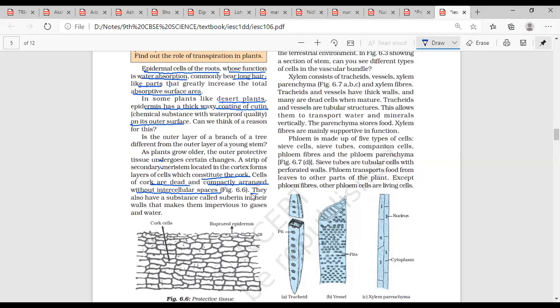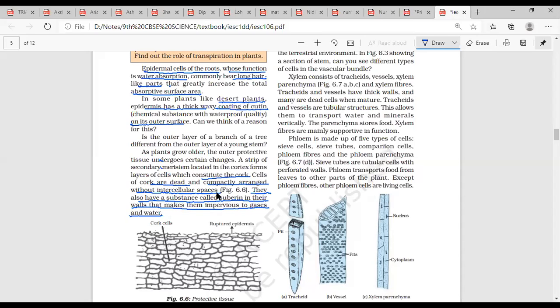They also have a substance called suberin in their walls that makes them impervious to gases and water. So no gas, no water, and no microorganisms enter through the cortex, because its main function is to support against mechanical injury and protect from unwanted gas. Unwanted gas, that is, microorganisms.